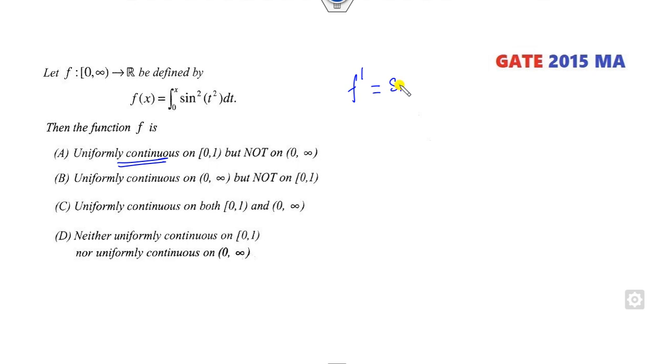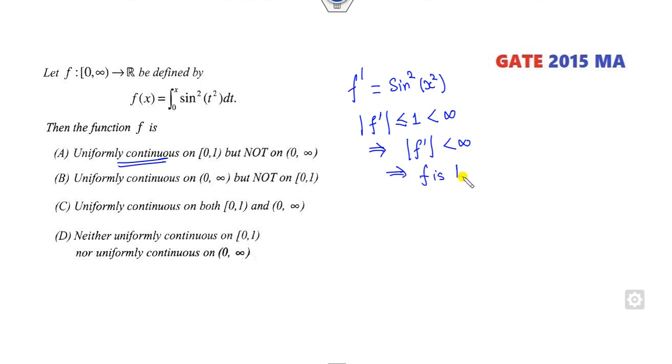What is the derivative of this? It's sine square of x square. Fine. Now clearly says what is the absolute value of this? It is always less than or equal to 1 because of this, which is finite. What is the meaning of that? F dash is finite.